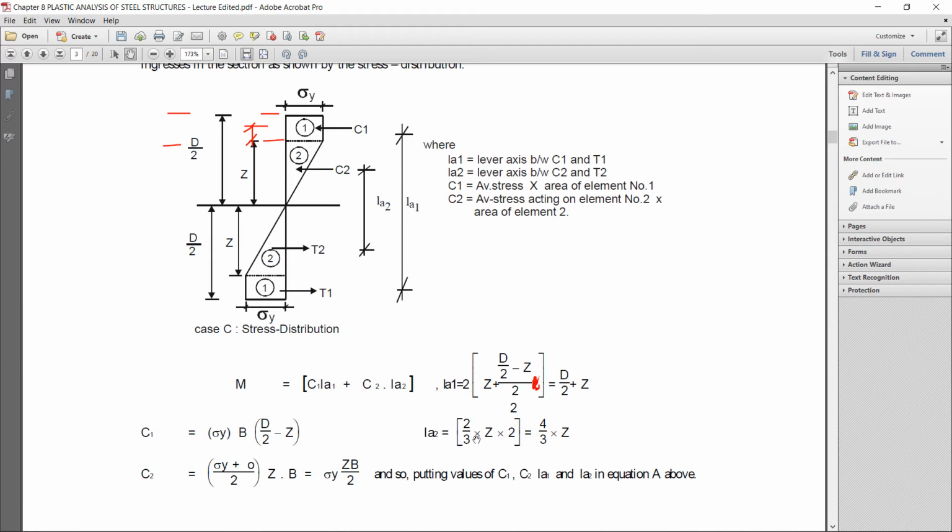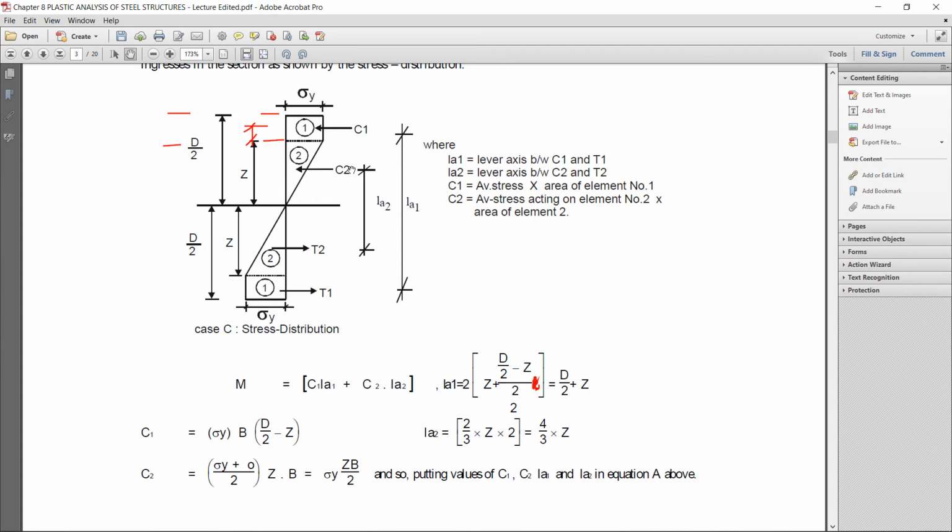For lever arm LA2, that is 2 by 3 z multiplied with 2. Why? You have performed in structural analysis many times, to get the centroid of this triangle, from this vertical side the length is 1 by third, and from this side to this side, that is 2 by third. So to get this centroid to this neutral axis depth, that is 2 by third z. So that's why 2 by third z is multiplied with 2, for the bottom side also. So lever arm 2 becomes 4 by third z. Okay, we have got both lever arms.